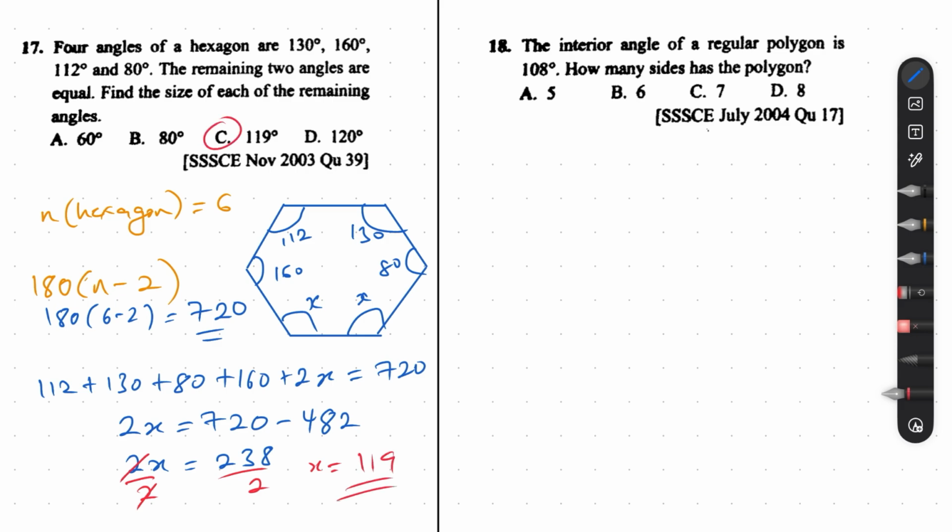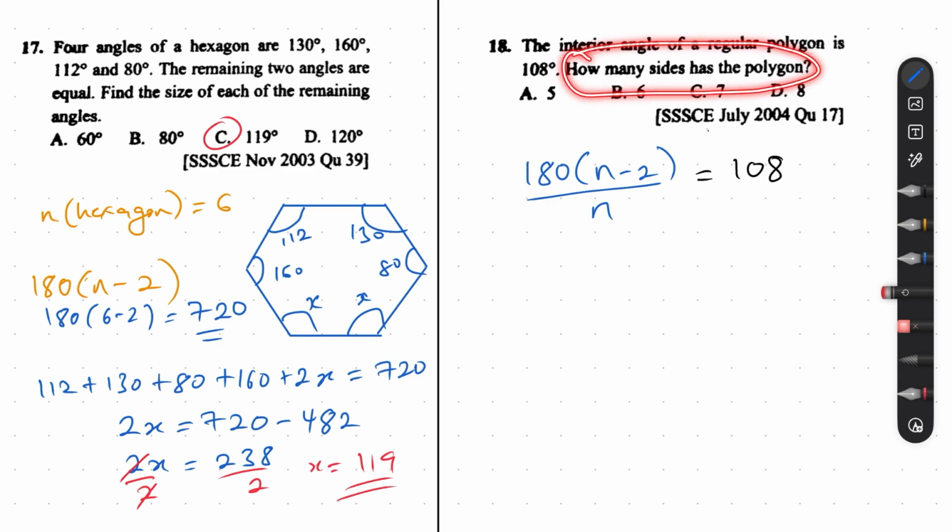Let's move on to question number 18. Question number 18 says that the interior angle of a regular polygon is 108. What is the formula for finding the interior angle? It is 180(n minus 2) all over n, where n is the number of sides. So this is equal to 108. How many sides has the polygon? So we need to find n.